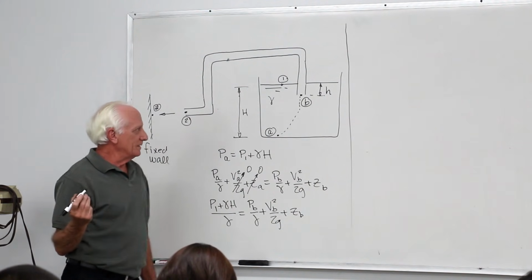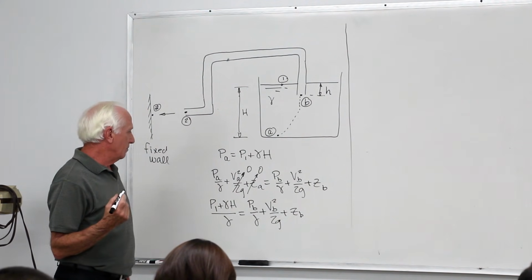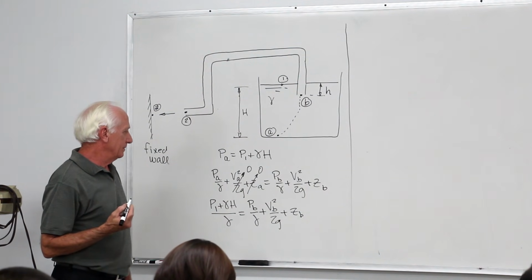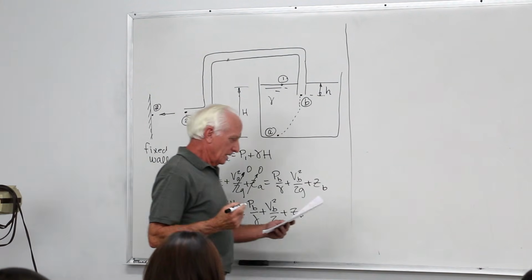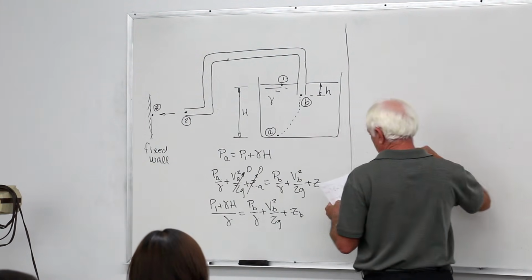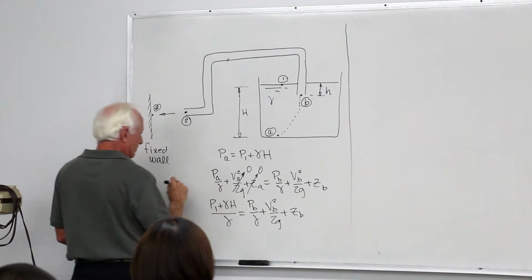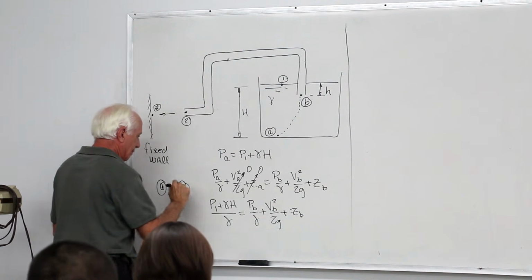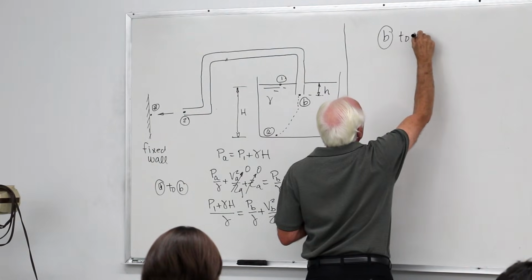I typically know that distance CB. It's a known. What don't I know? Well, maybe I don't know PB. Okay. I'm going to write it from B to point 2. This is Bernoulli's A to B. This is B to 2.